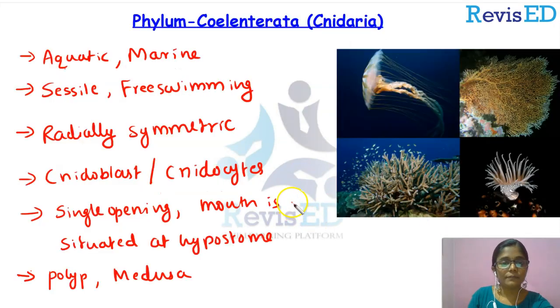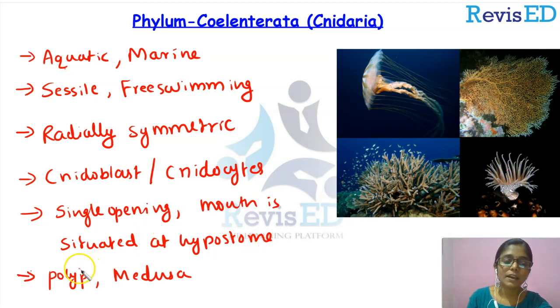So we have studied the general points on coelenterata, and it is also known as Cnidaria. They are aquatic or mostly marine, and they have sessile or free-swimming forms. They are radially symmetric. They have cnidoblast cells or cnidocytes in them, hence they are known as Cnidaria. And now their gastrovascular cavity has only a single opening, and the mouth is situated at the hypostome. Hypostome is the oral tip which is surrounded by tentacles.